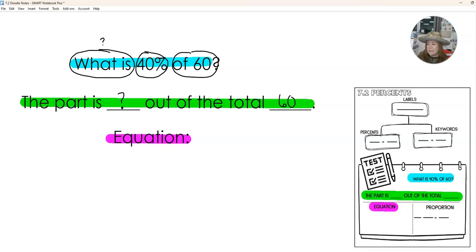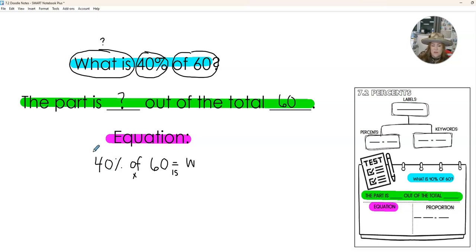So as I'm writing this in an equation, we have 40% of, and of means to multiply. So when we hear of, that means multiply. So 40% of 60 equals, and that's the word is. It is what? We don't know. That's what we're looking for, that W at the end. So here's our equation. 40% of 60, or 40% times 60 is what?